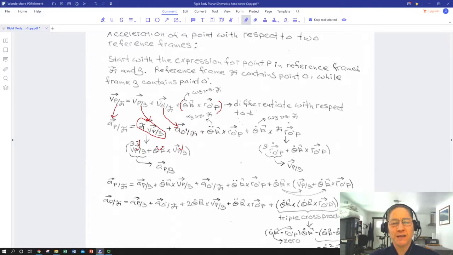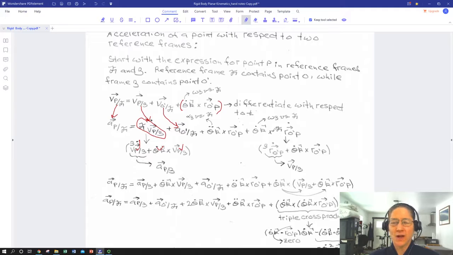We're going to end up taking the time derivative of what's effectively omega k hat, and we're going to get alpha k hat. So this is the angular acceleration of reference frame B with respect to reference frame F. And that'll just be crossed into our radius vector from some known point in reference frame B to P, our point of interest.